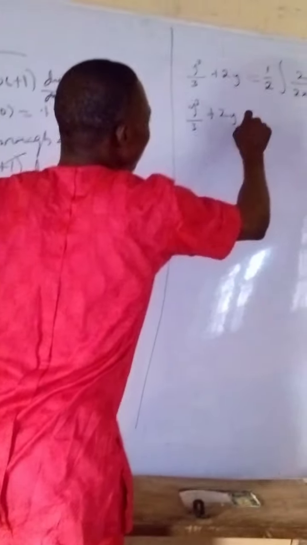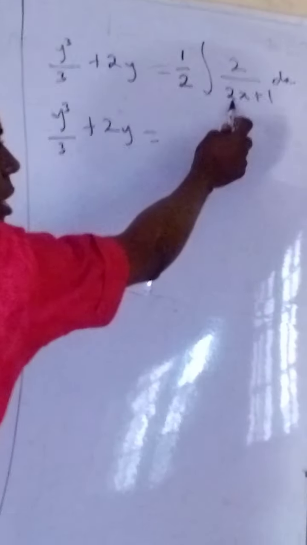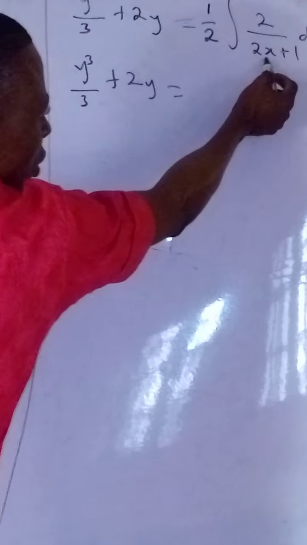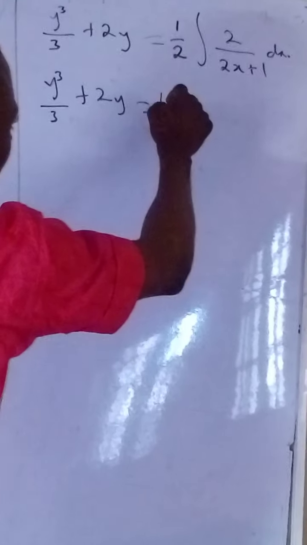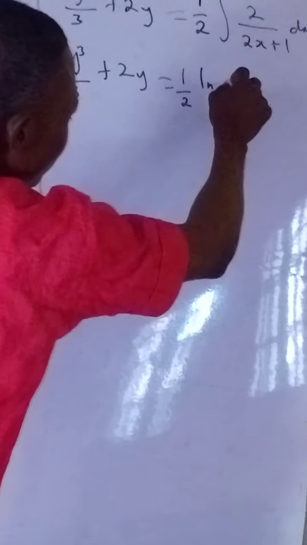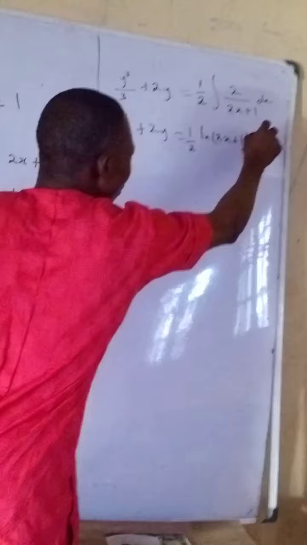Now, if we integrate this side, here we have y cubed over 3 plus 2y equal to, if we differentiate the denominator, which is 2x plus 1, it will give us 2, which is equal to the numerator. So I will take the ln of the denominator. I will now have 1 over 2 ln of 2x plus 1 plus c, which you call the arbitrary constant.